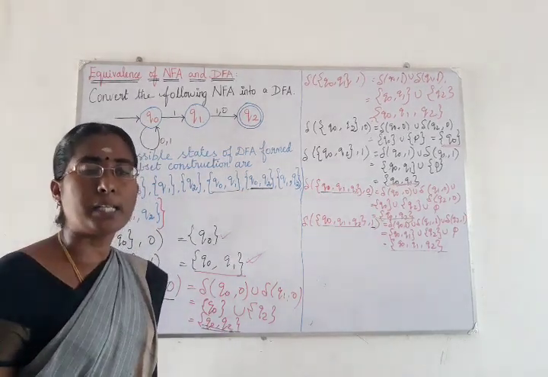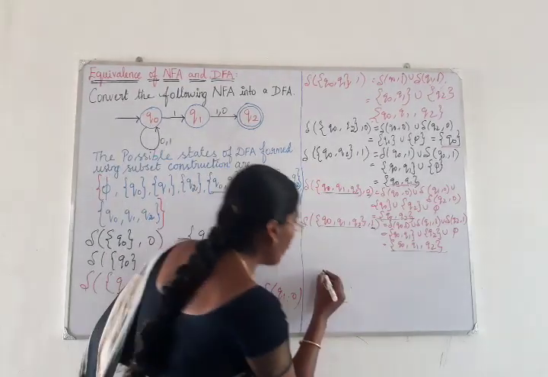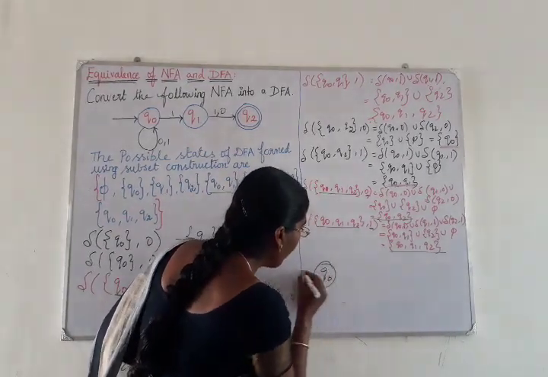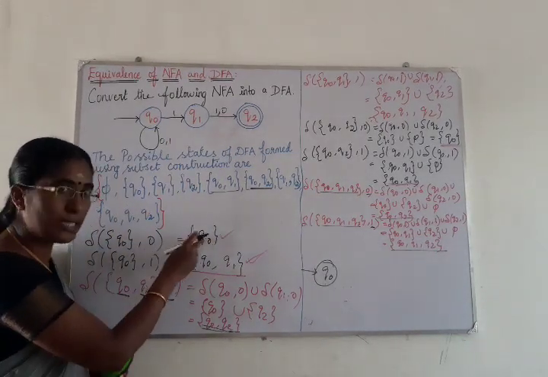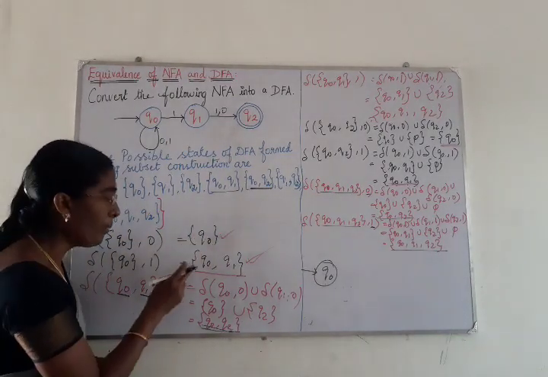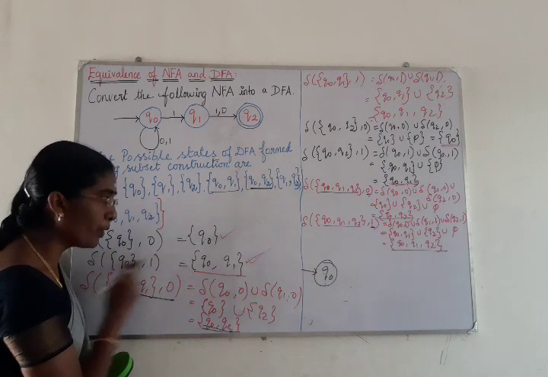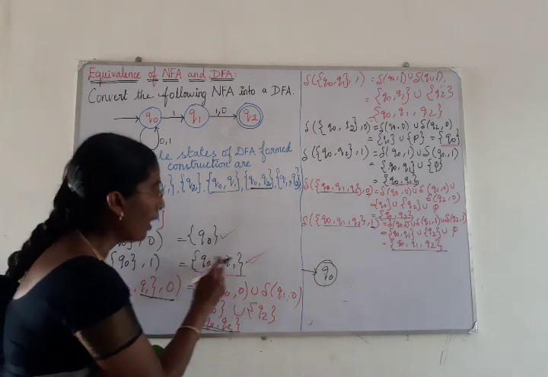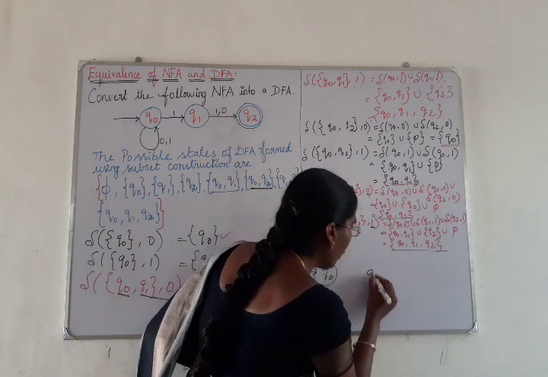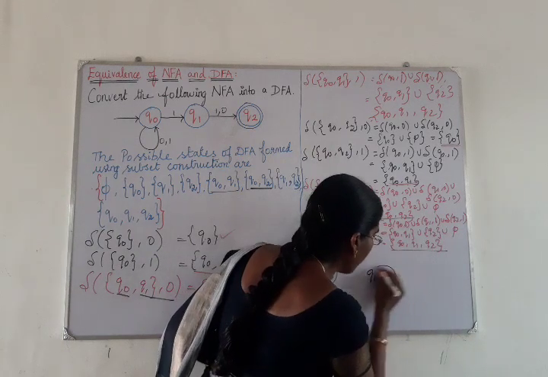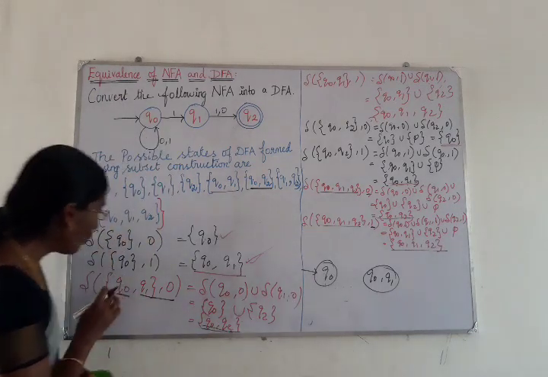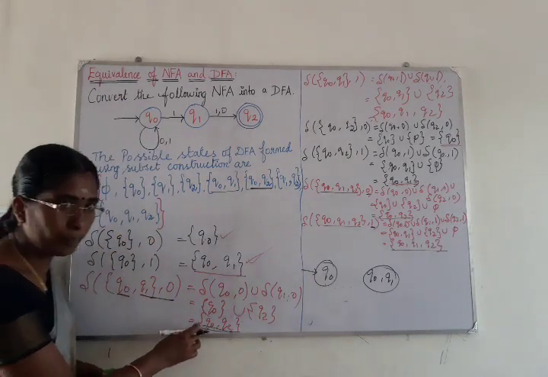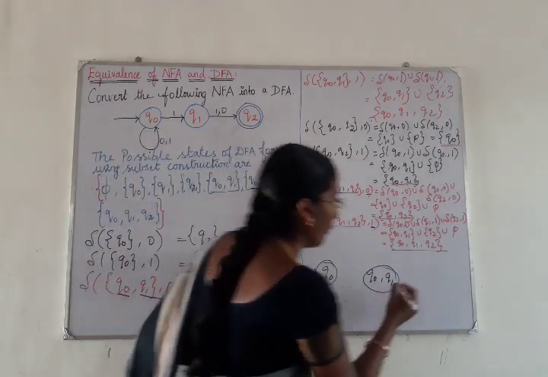Now what are the states reachable from the start state? q0 is the start state. From q0 where do we reach? For input symbol 0, self transition. So no problem. Next for 1 from q0 we are moving to q0 comma q1. q0 comma q1 is a new state, that is a state of the DFA. Next q0 comma q1 for 0 is equal to q0 comma q2.